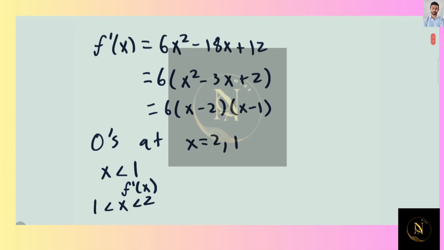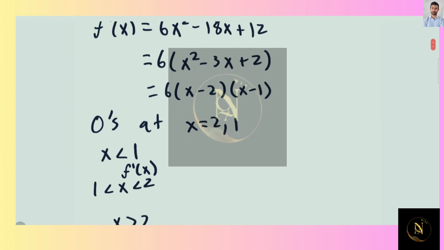So if we plug in a value that's less than 1, let's just say 0, we would get 0 minus 2 is negative, 0 minus 1 is negative, so we get a negative times a negative, which is positive, so this is greater than 0. And now if we plug in a value of x that's between 1 and 2, let's just say 1.5, we get 1.5 minus 2 is negative, 1.5 minus 1 is positive, so we get a negative times a positive, which is negative, which means our derivative is less than 0 on this interval.